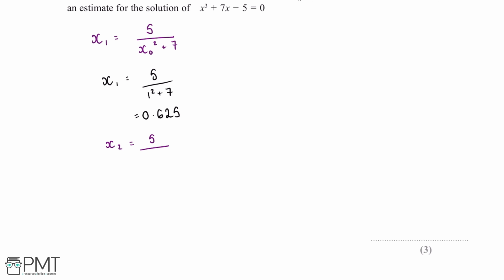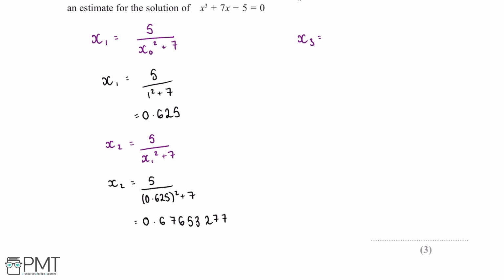So we can use the same process to find the value of x2. So x2 will be equal to 5 divided by x1 squared plus 7. And we can either use our answer button on our calculator to substitute in the value for x1, or we can type in 0.625. Either way will work. So this tells us that x2 is equal to 5 divided by 0.625 squared plus 7, which gives us an answer of 0.67653277. And again we can use the same process to find the value of x3 and therefore find our answer.